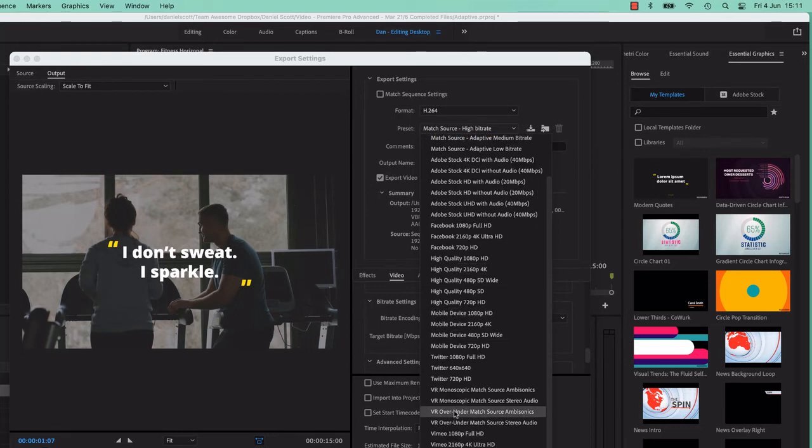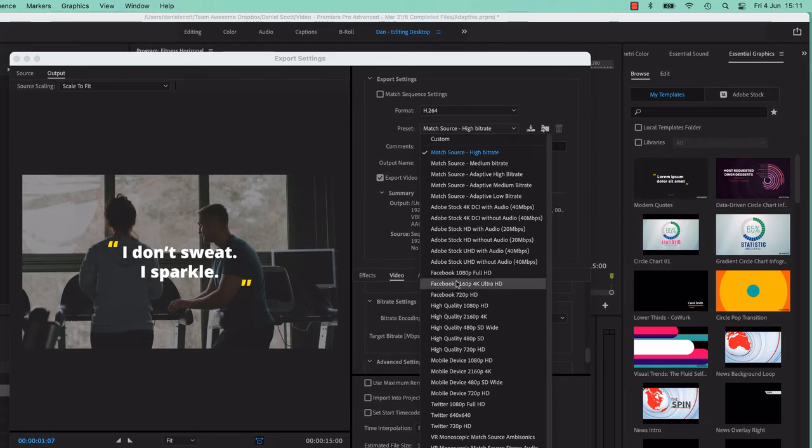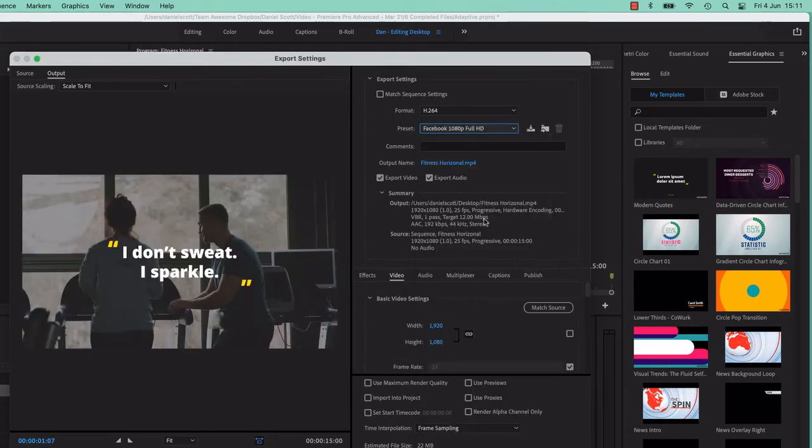Let's say I want to go out to Facebook. Full HD, and it's saying that, oh look, it's 12 megabytes per second, not 10. Dan, what are you saying? It doesn't really matter. It's close enough. But that's what they've said is a suggested target.